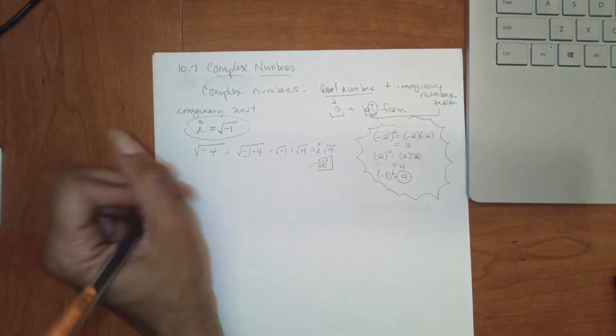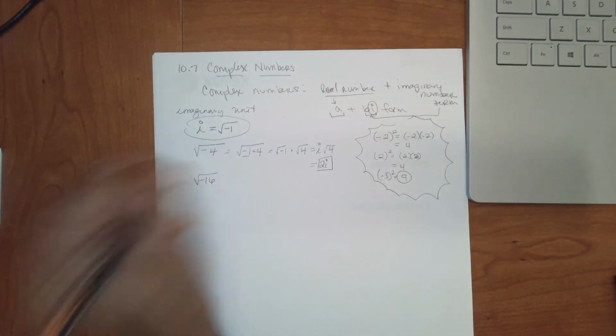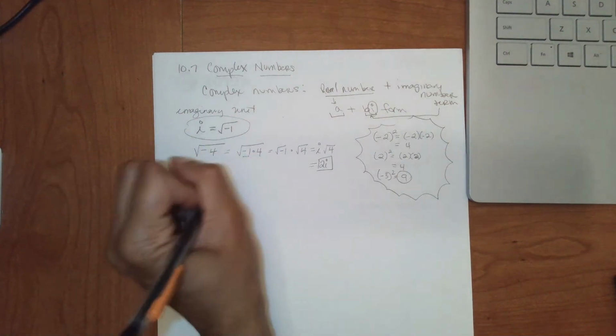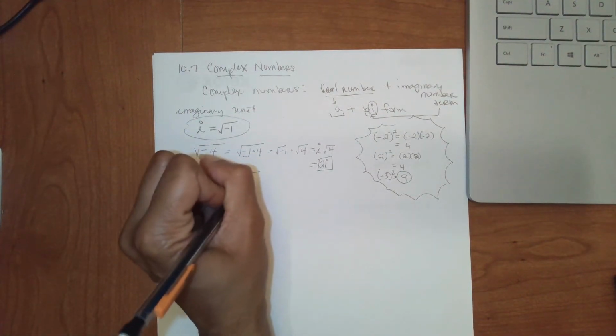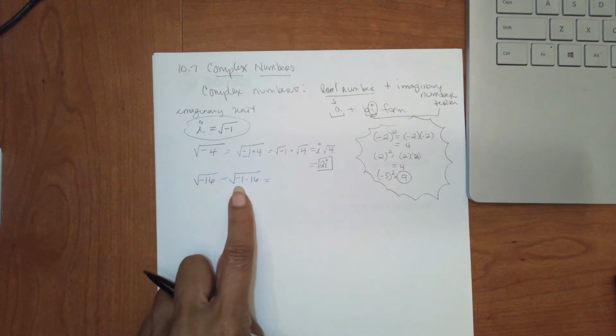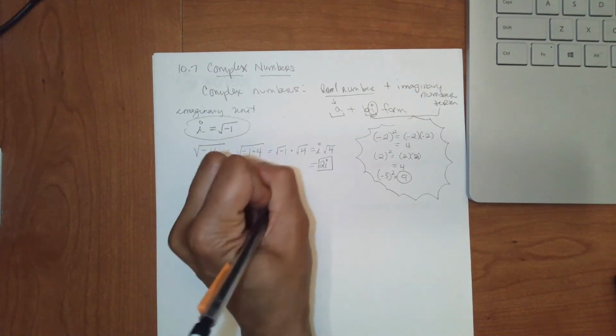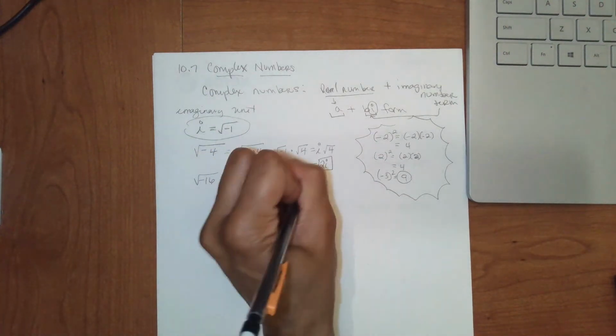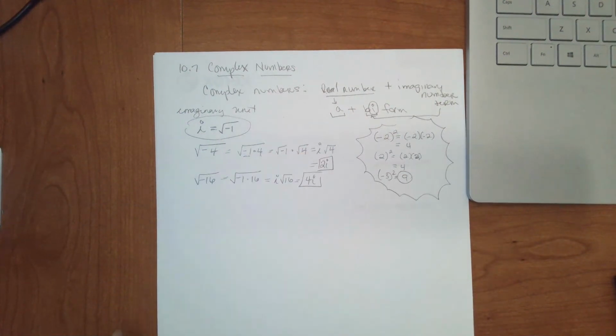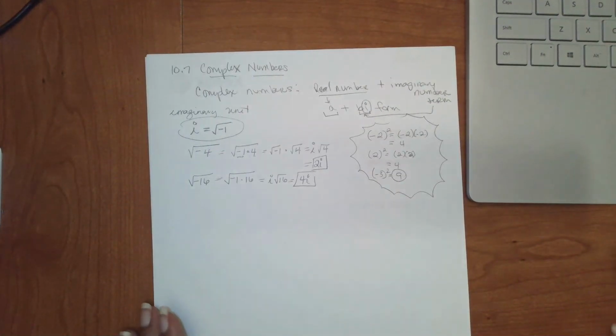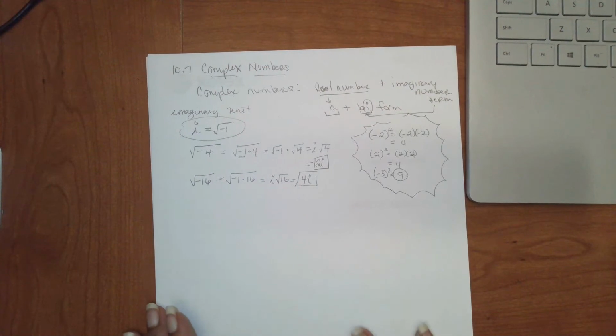So I took it step by step. Let's look at the square root of -16. What does that mean? It's really -1 times 16. The square root of -1 is i, and the square root of 16 is 4. So 4i. You write it as a regular term: the coefficient should always lead the term.